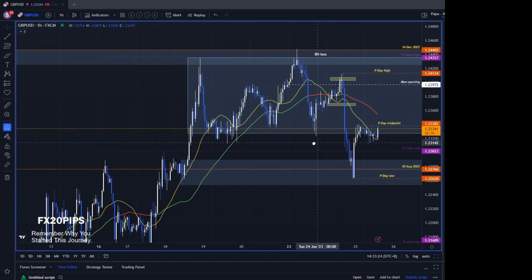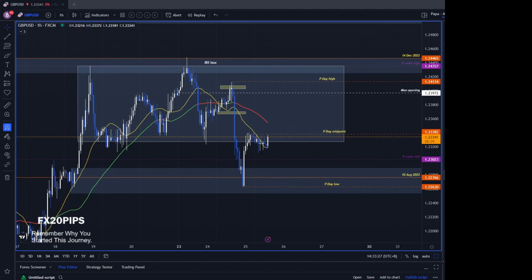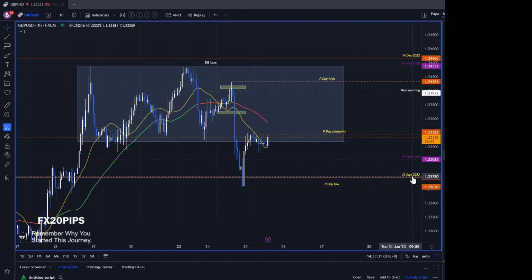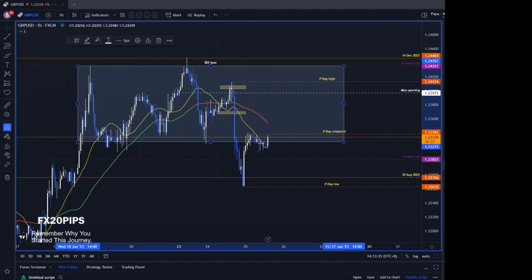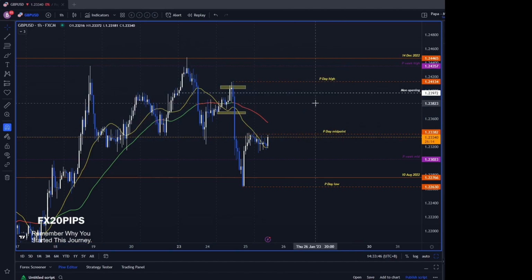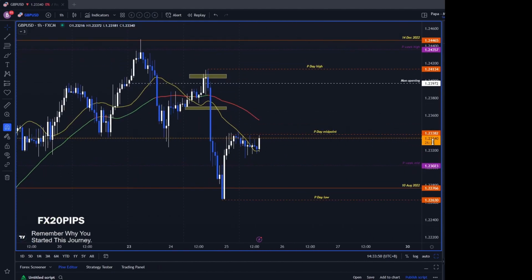Let's look at today. I'm going to hide the block. Let me remove this 8 hours so that it's easier for me to mark up the chart. There we go. Let me just zoom in and delete this.